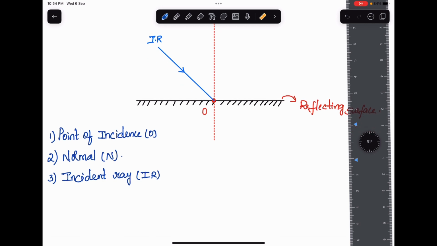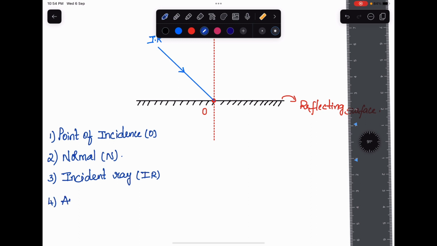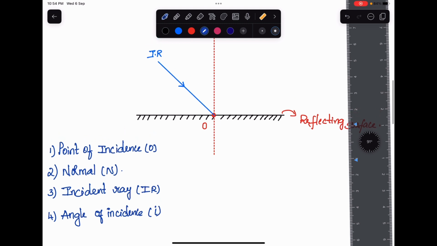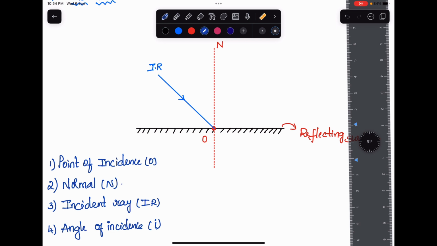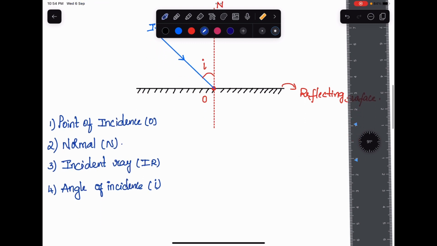Next, the fourth one is the angle of incidence, denoted by i. Sir, what is the angle of incidence? In the diagram, the angle made by the incident ray with the normal is called the angle of incidence.